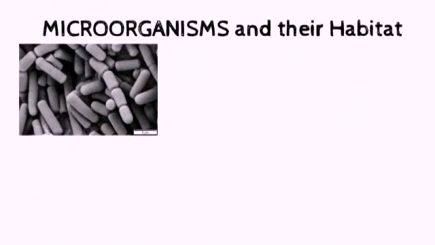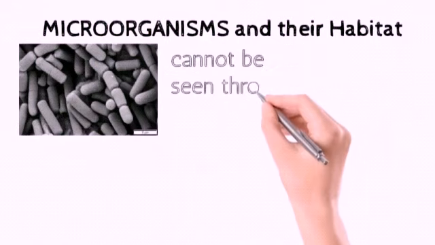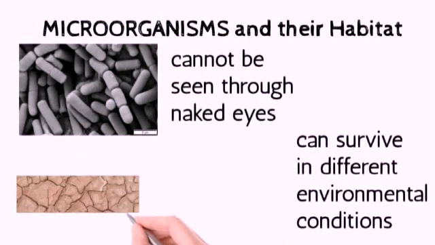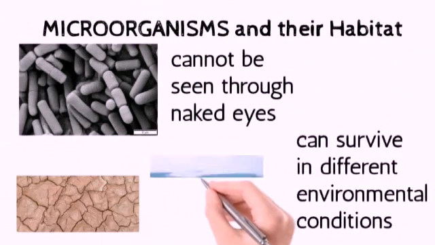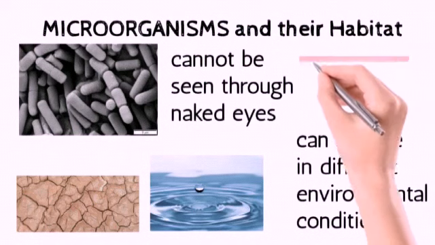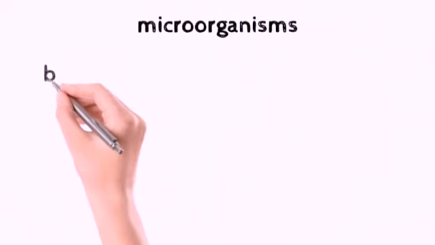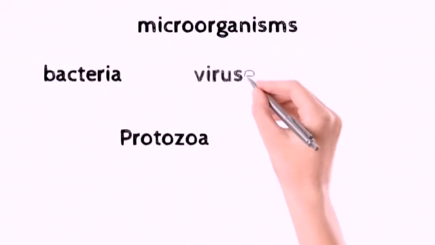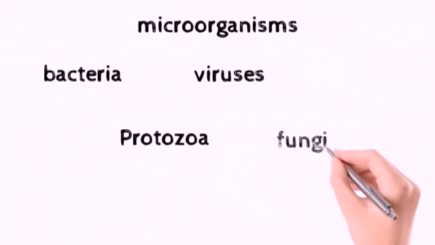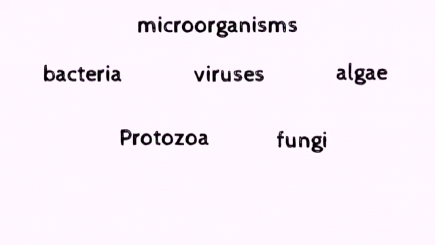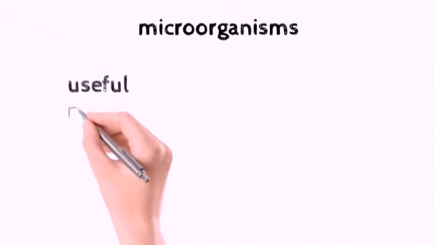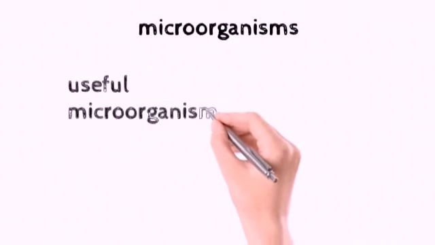A microorganism is a living organism, and they are so small in size that we cannot see them with naked eyes. Microorganisms can survive in different environmental conditions such as soil, water, and mountains. They are broadly classified into 5 major groups: bacteria, protozoa, viruses, fungi, and algae. These microorganisms are categorized into useful microorganisms and harmful microorganisms.